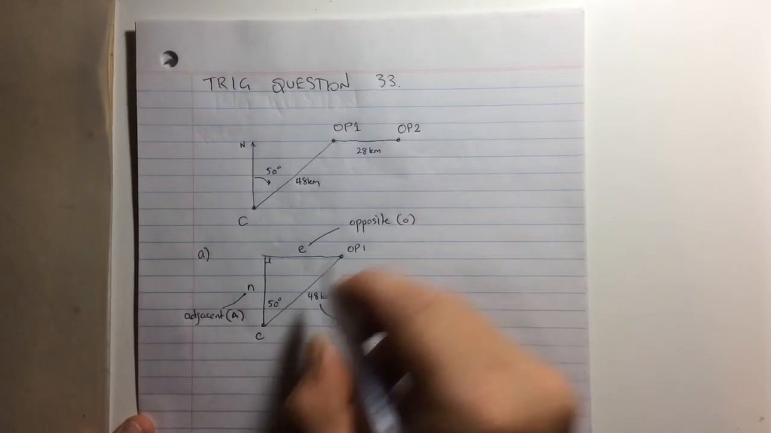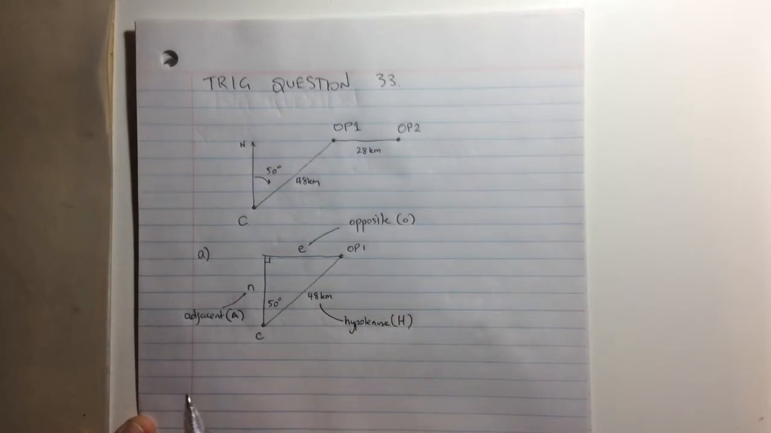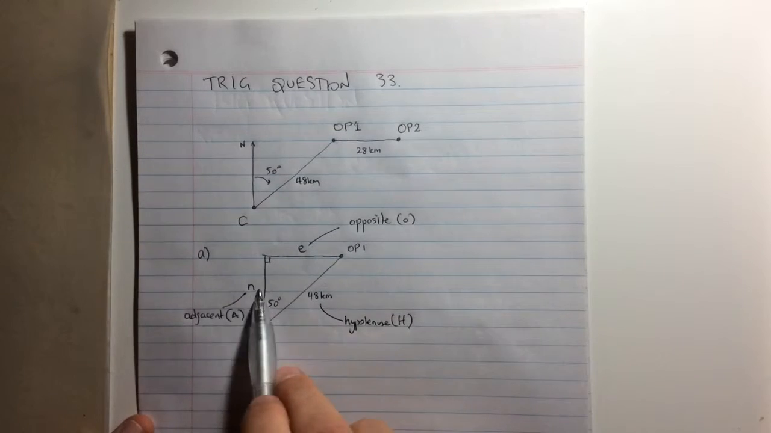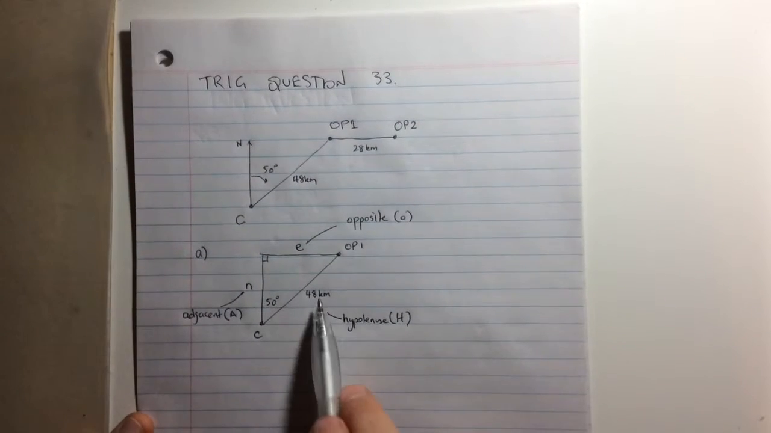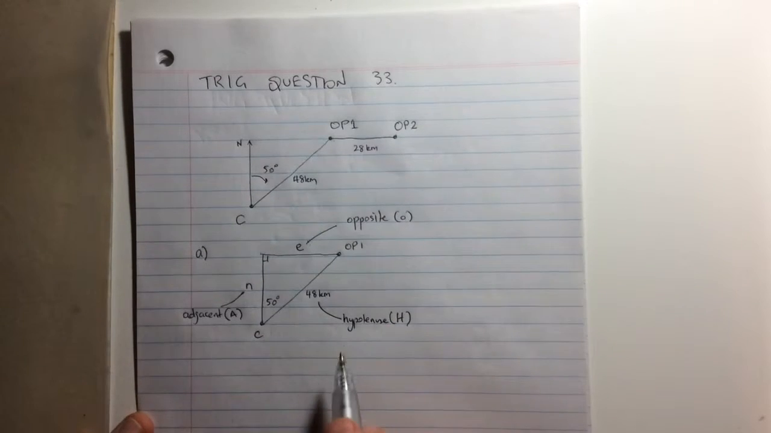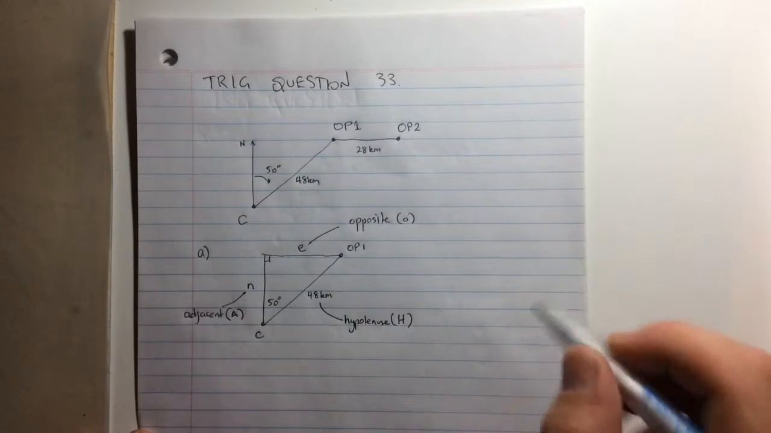Opposite because it's literally opposite, in the triangle, the 50-degree angle. So I'm trying to find E and N. I've got a right angle triangle. I've got two sides, a side and an angle, so I can use the basic trig ratios. To get E, let's work it out.